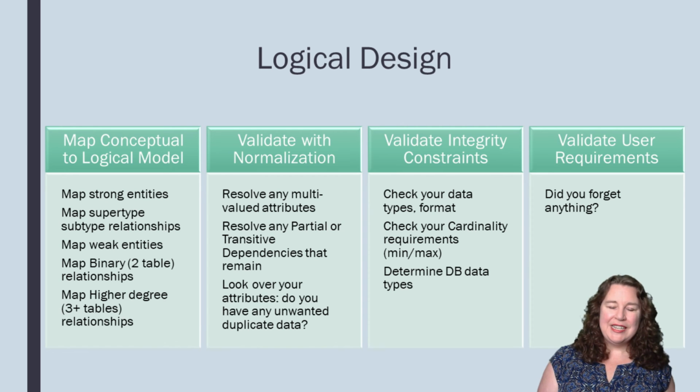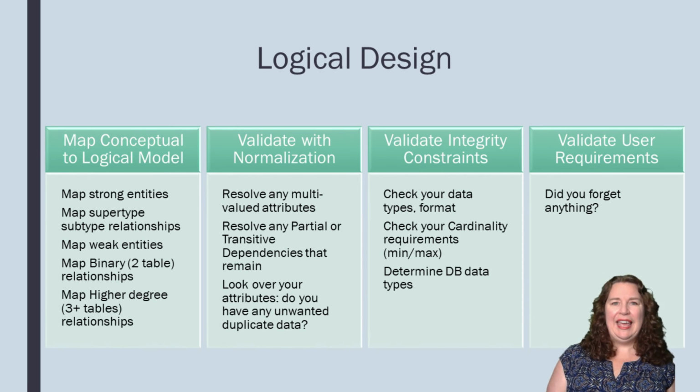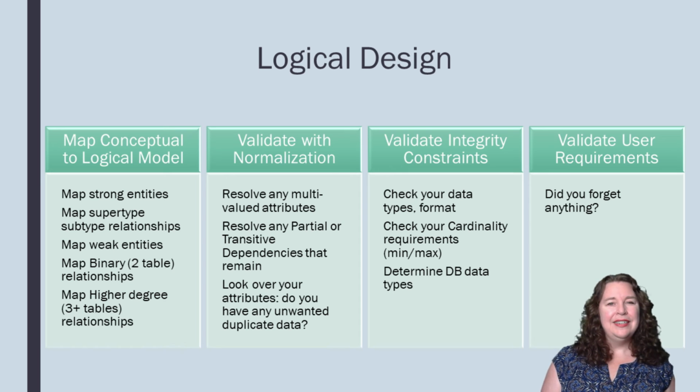Then we go into normalization. Definitely normalization is a huge step at this point. You're going to resolve your multi-values, your partial, your transitive dependencies. And you're going to look over your attributes again: do you have any unwanted duplicate data? Look at the actual text fields and go, oh my gosh, look, we have first name, last name in this table and in this table. Why are we doing that? So make sure that you didn't miss anything in making sure that your data is normalized.